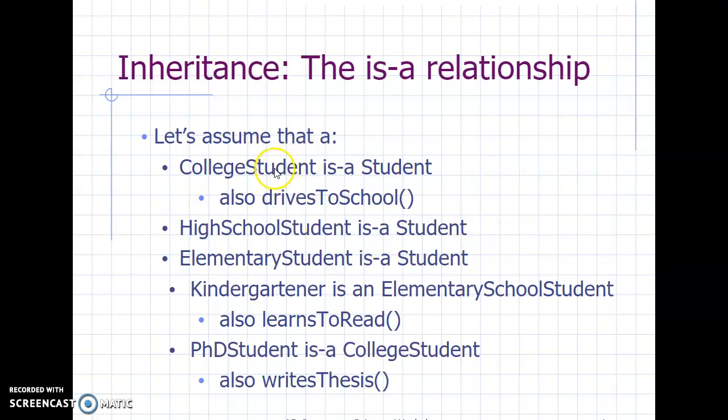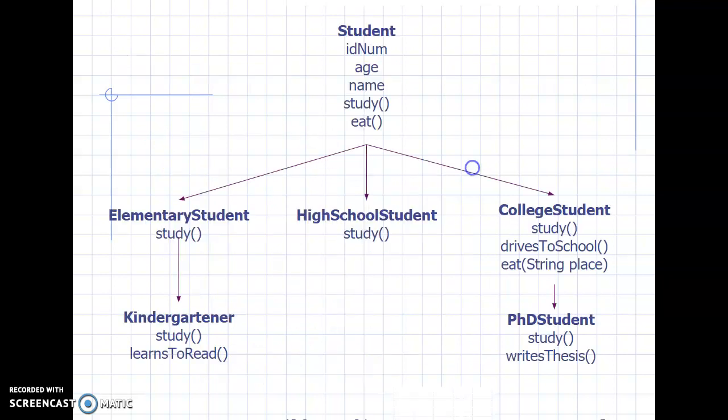Okay, we want to say that a college student is a student. Maybe the college student also drives to school. A high school student is a student. An elementary school student is a student. A kindergartner is an elementary school student. Maybe they also learn how to read. A PhD student is a college student. And maybe they also write a thesis.